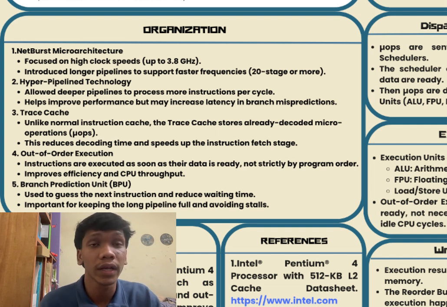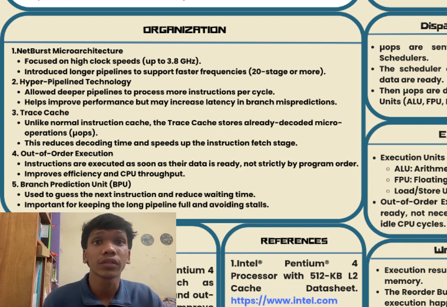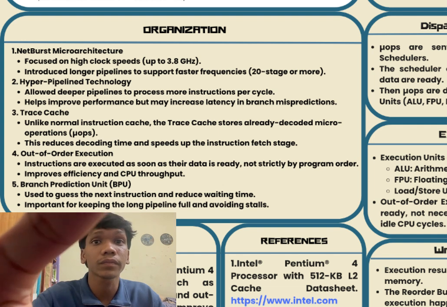And the third one, we have trace cache. Unlike traditional instruction caches that store raw instructions, the trace cache stores already decoded micro operations. This is important because it skips the decoding step, which saves time and accelerates the instruction fetch stage.